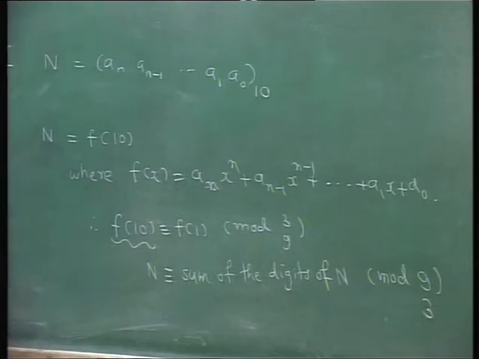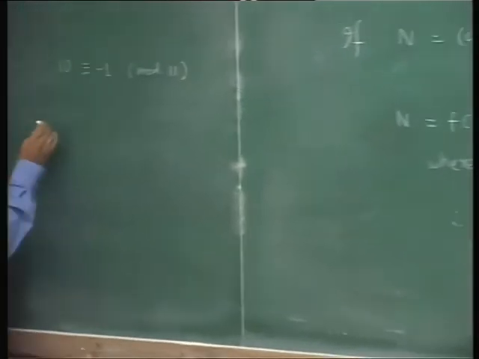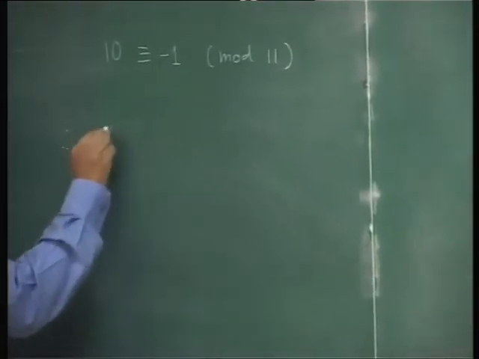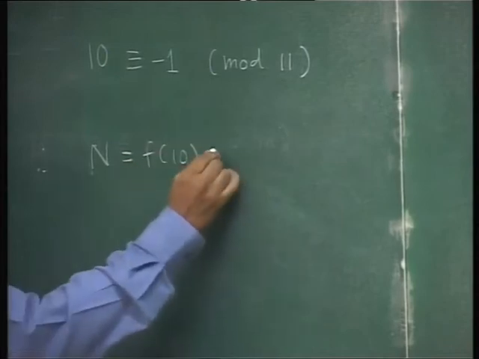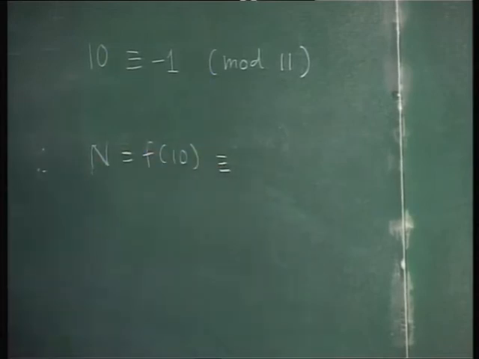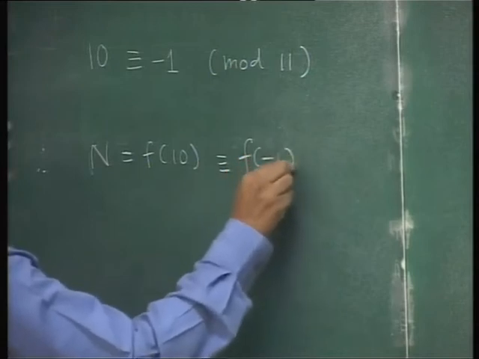You can also have a test of divisibility by 11 in a similar manner. We can say that 10 is congruent to minus 1 mod 11, and therefore f of 10, that is our number n, is congruent to f of minus 1 mod 11.